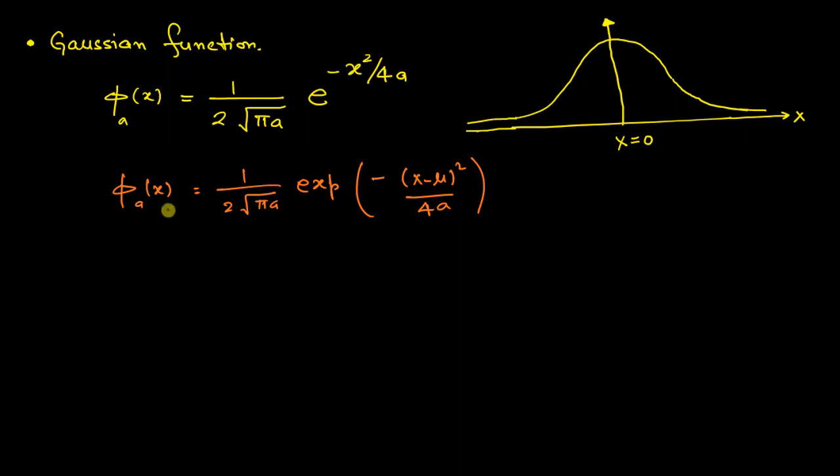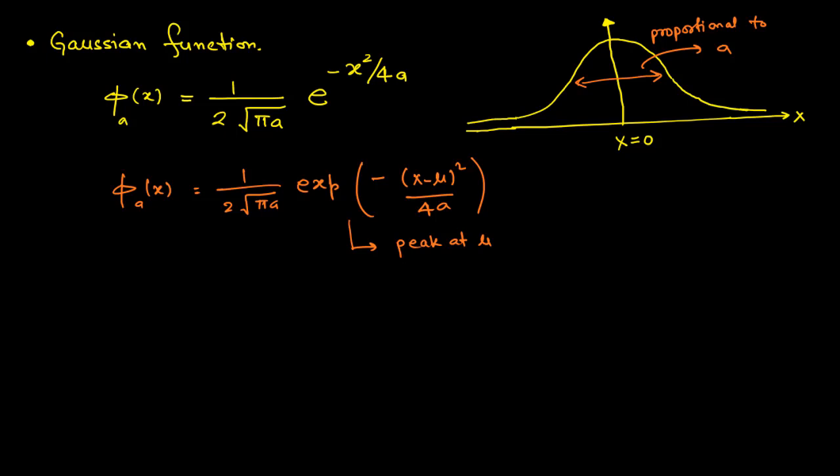These are some basic properties of this function. This function has a peak at mu. Actually this a is the standard deviation, or the width of this function, so this width is proportional to a.